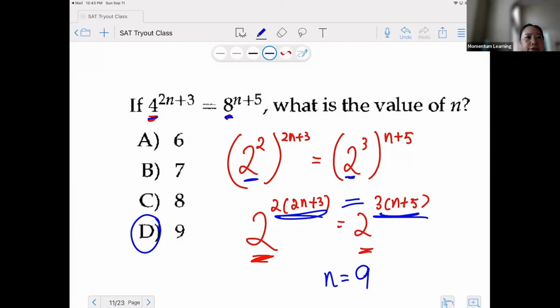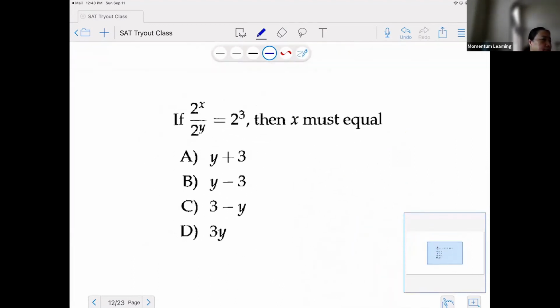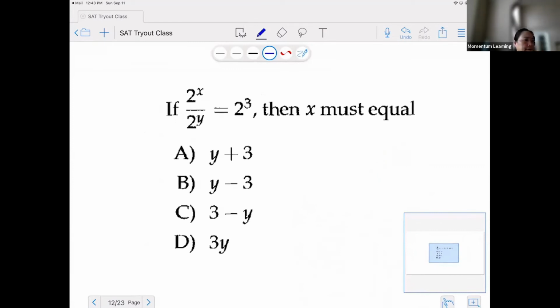Questions so far? Okay. This should be a straightforward one. Everywhere I have the same base. A or B or C or D.